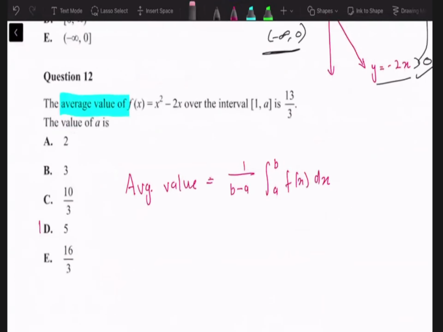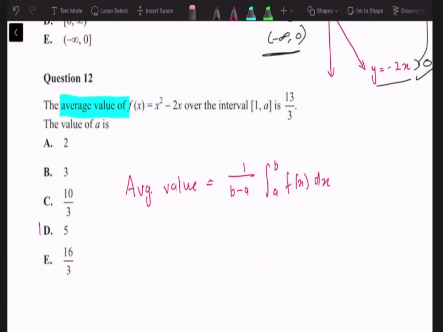So question 12, average value. You can just plug these into this equation and solve for A. You should get D. If your CAS is not working, after you put the integral sign and get dx, on your CAS you have a small cursor. If you click to the right, you'll get a bigger cursor. That's where you want to put the solve.